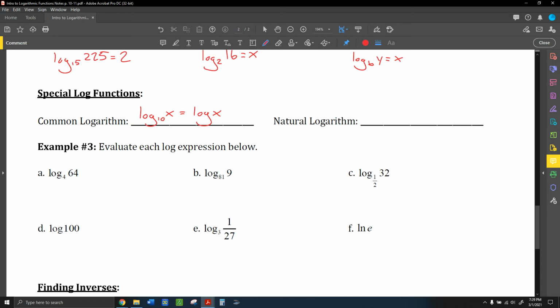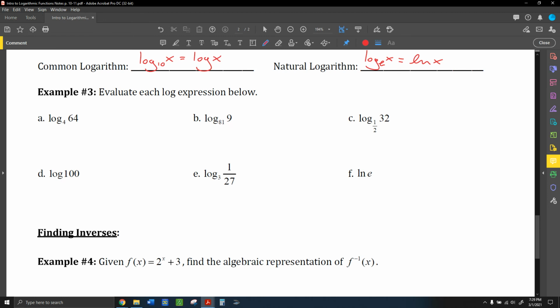Likewise, the natural logarithm is log base e of x. That is written as ln of x, or the natural log of x, and that's assumed to be the base e. Let's go ahead and evaluate some of these logs.